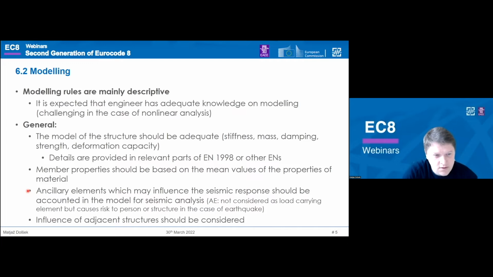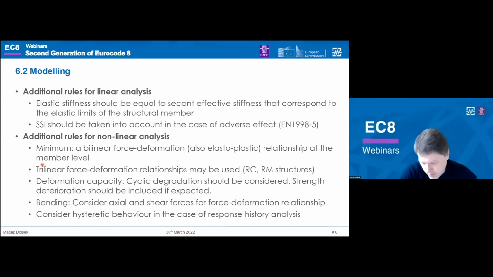Also, the ancillary elements which may influence the seismic response should be accounted for in the model for seismic analysis, for example, if the mass of these elements is high. And the influence of adjacent structures should also be considered, so that we don't have any collision of the two buildings. Then this part of the code is decomposed into two additional subsections, which provide additional rules for linear elastic analysis and additional rules for nonlinear analysis.